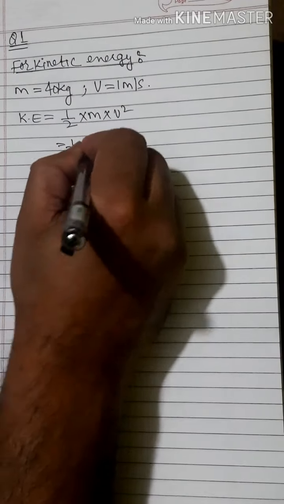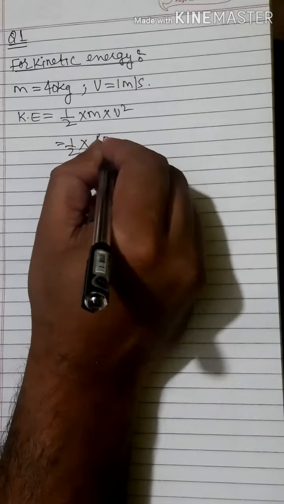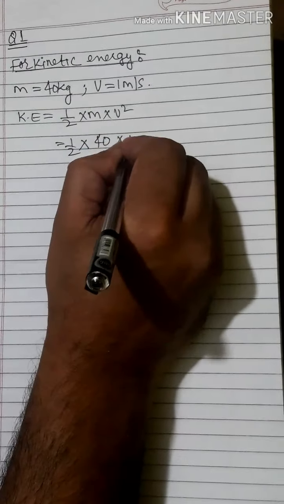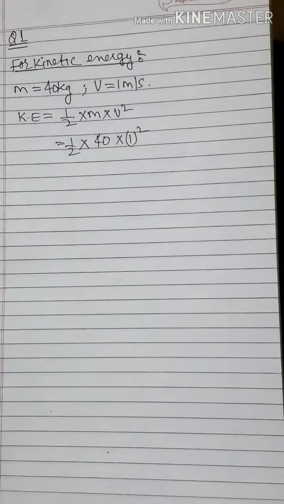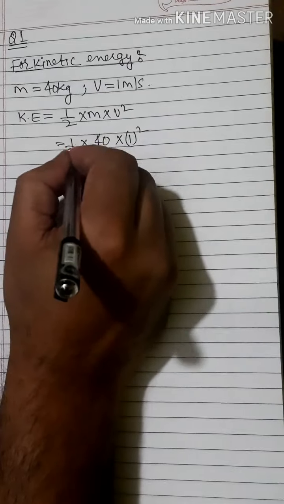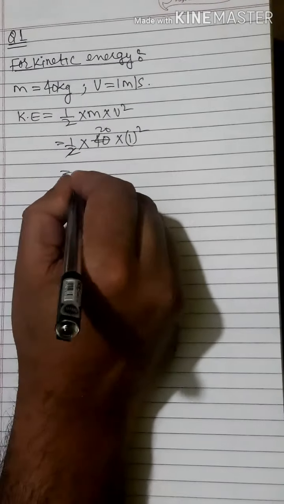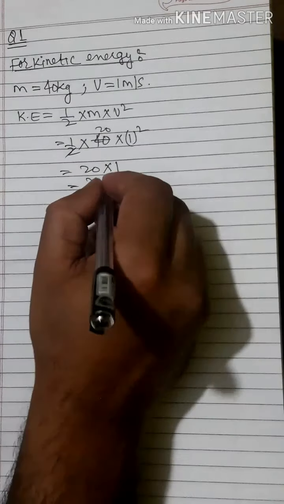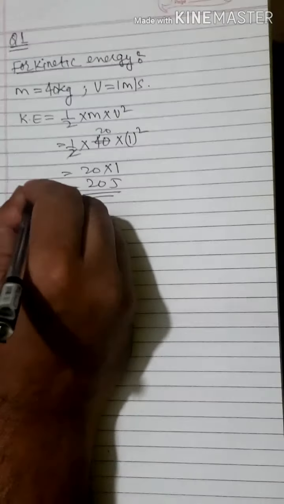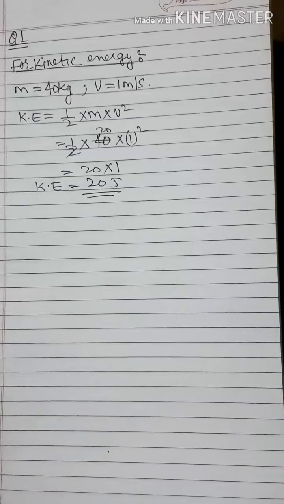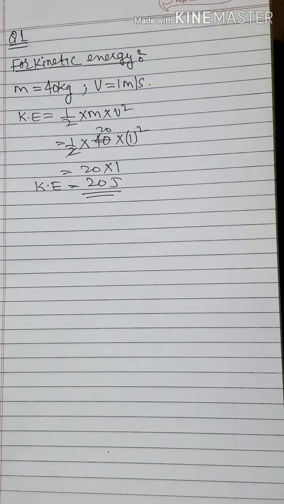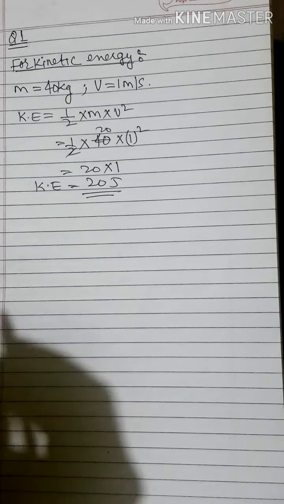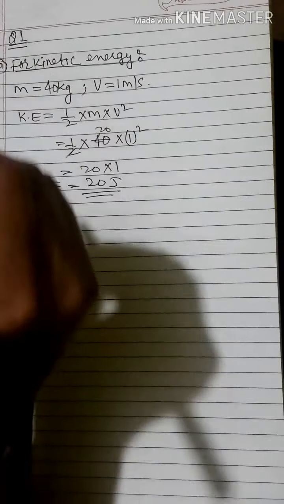So half into what is the mass? The mass is given as 40 kg into v is 1 meter per second. So this will be 2 1s are 2, 2 20s are, so 20 into 1 square is 1, so 20 joules. So what is the kinetic energy of the boy? The kinetic energy of the boy is 20 joules. Okay, now this was for A, kinetic energy.